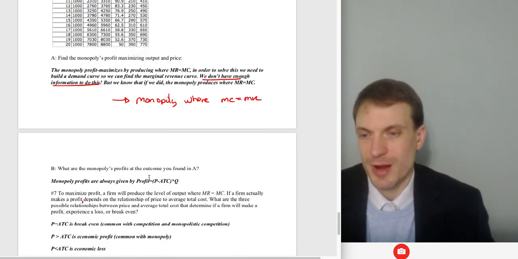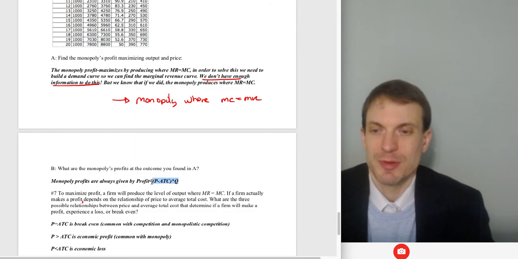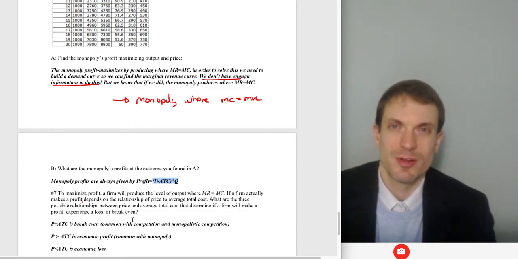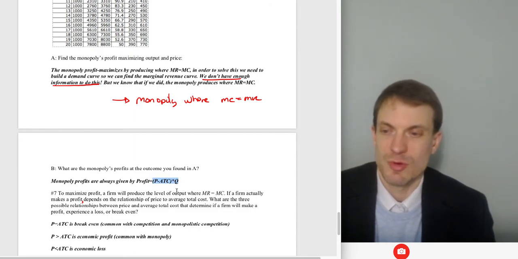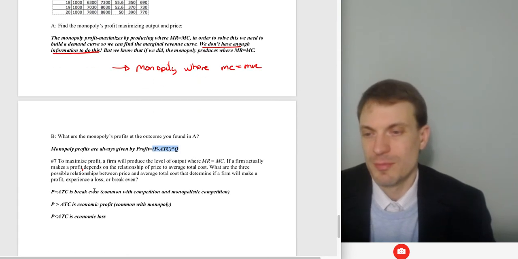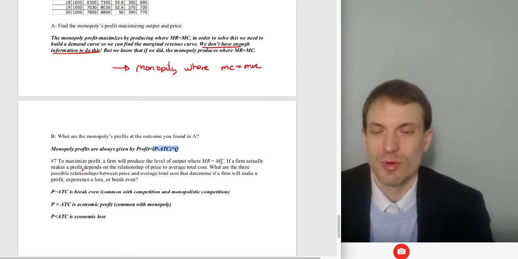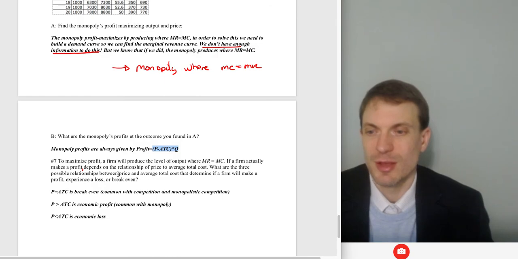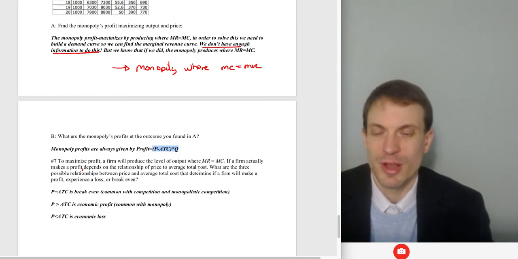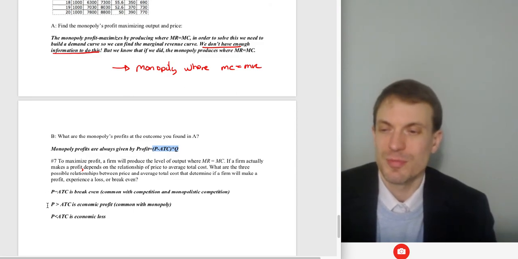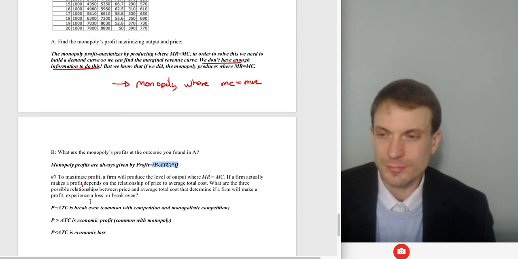What's the monopoly's profits at the output? Well, we calculate the monopoly's profits just like the competitive firm's profit. Price minus average total cost times quantity. To maximize profit, a firm is going to produce the level where marginal revenue equals marginal cost. If it's making a profit, this depends on comparing price to average total cost. What are the 3 relationships? Price could be equal to average total cost, price could be bigger than average total cost, or price could be smaller than average total cost. All right. And the last one.